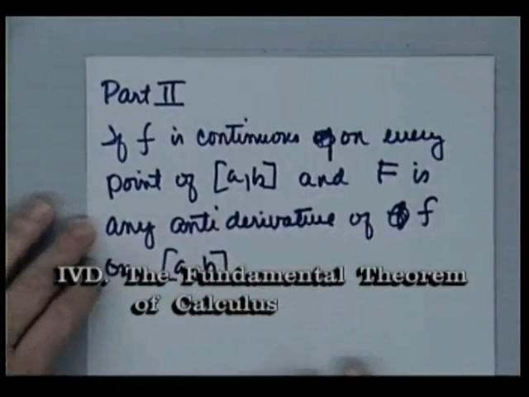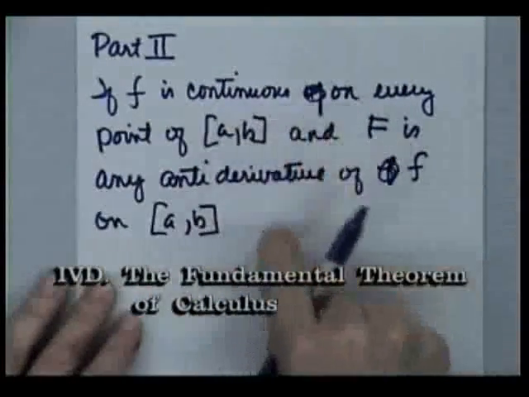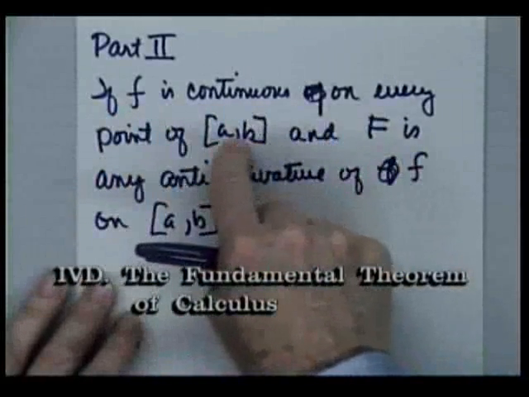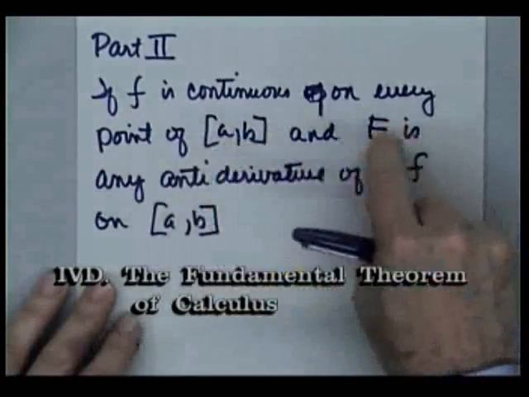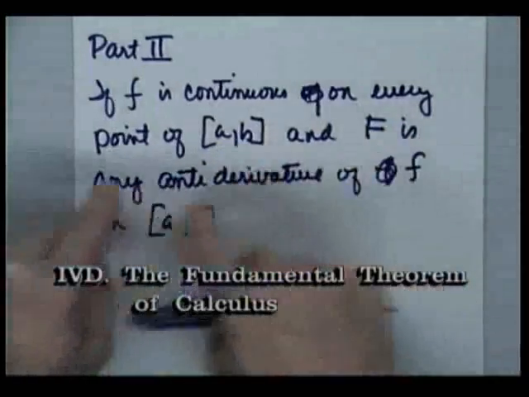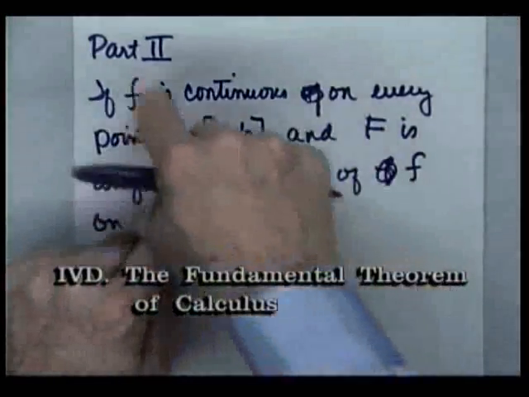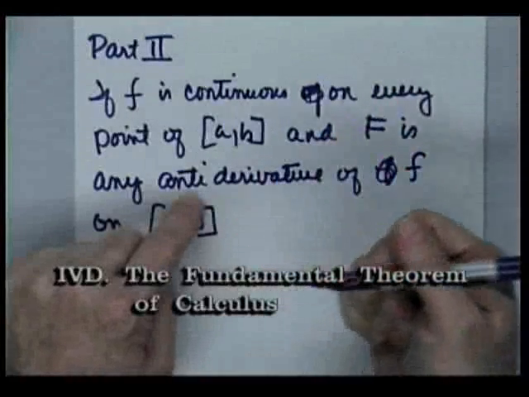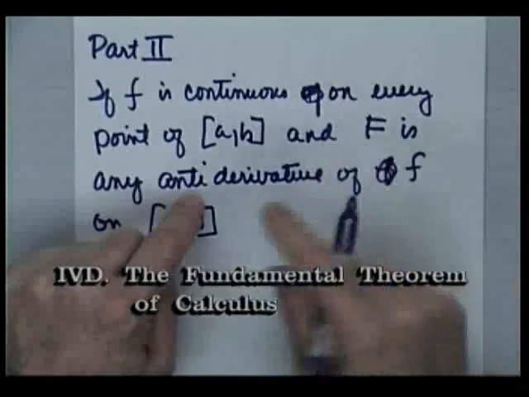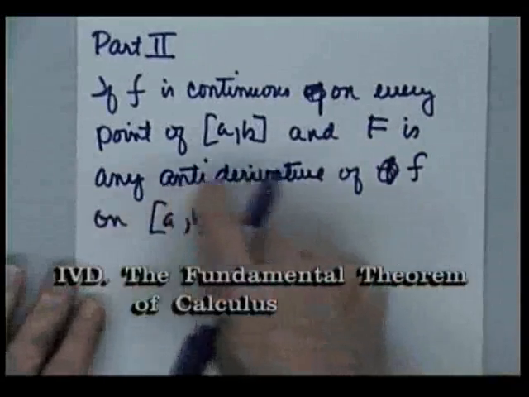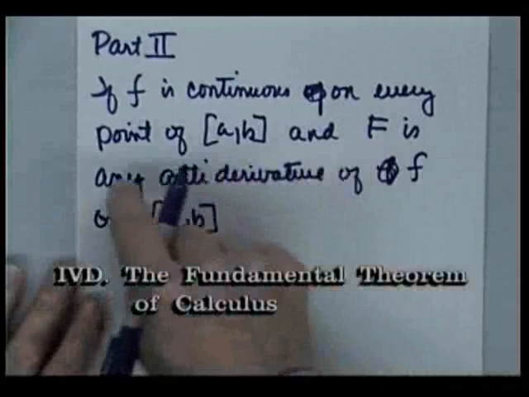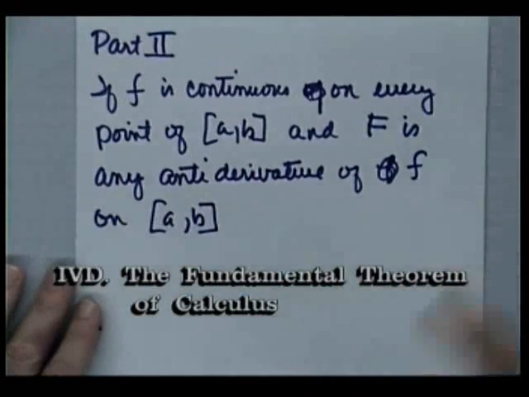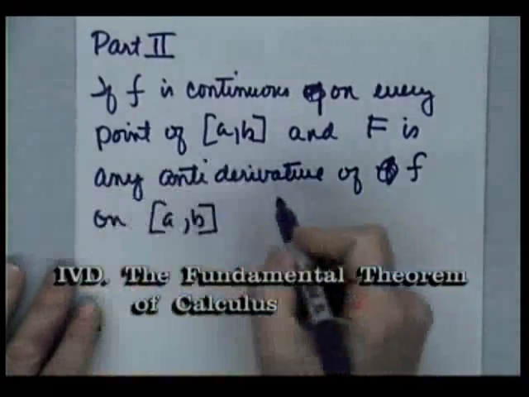Now look at what we got here. I've just got my hypothesis here. If little f is continuous on every point of AB, so it's continuous on that closed interval, and big F is any antiderivative. What do I mean by any antiderivative? Remember, when I take an antiderivative, I'm going to get the same thing every time, plus or minus some constant. It's going to be a constant difference. So when it says any antiderivative, what I'm saying is I can add any constant to it. Doesn't matter what constant I add to it, the constant's irrelevant.